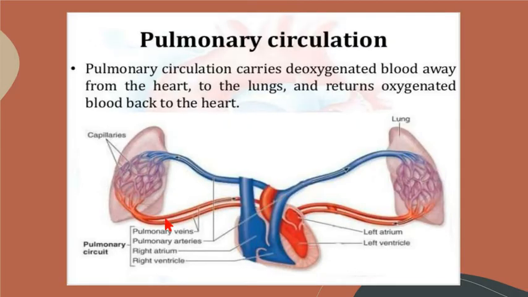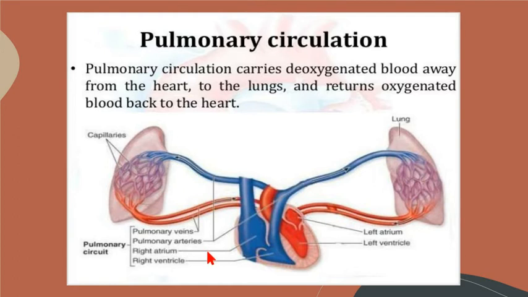Now you see this picture shows pulmonary circulation. So what happens? By means of the pulmonary arteries, deoxygenated blood goes from the heart into the lungs for oxygenation, and after it gets oxygenated, by means of the pulmonary veins, that oxygenated blood is transported back into the heart. So that's how it happens. And in pulmonary circulation, the vessels which are involved are the pulmonary veins and pulmonary arteries.